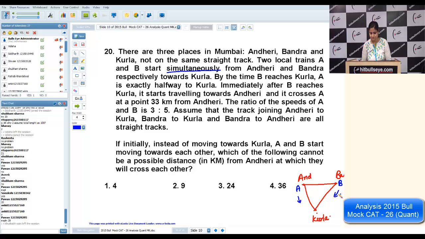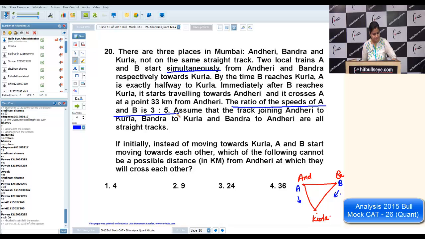It means, now there is one line more given: immediately after B reaches Kurla, it starts travelling towards Andheri and it crosses A at a point 33 km from Andheri. The ratio of the speeds of A and B is 3:5. That was the key thing here.